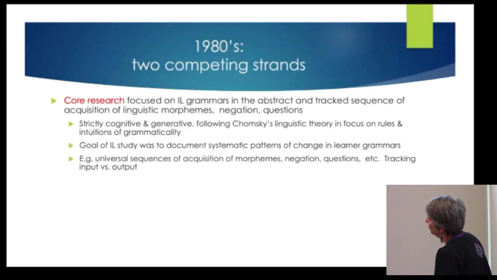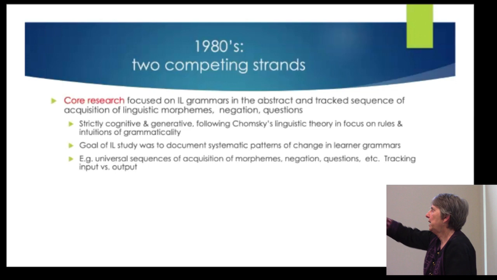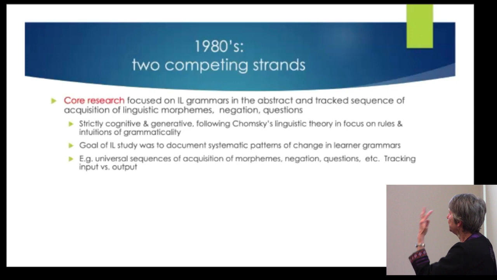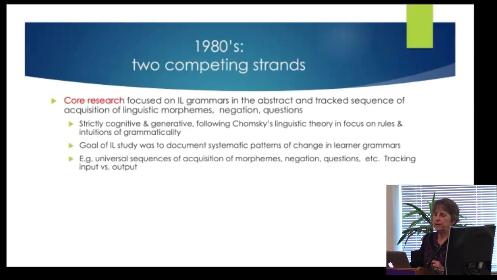Following a linguistic theory of generative linguistics, the goal of interlanguage study was to document systematic change over time in learner grammars. So you got theories of universal sequences of acquisition of morphemes, negation, and questions. People were really interested in universals, what holds across all learners. And so people would track input versus output.